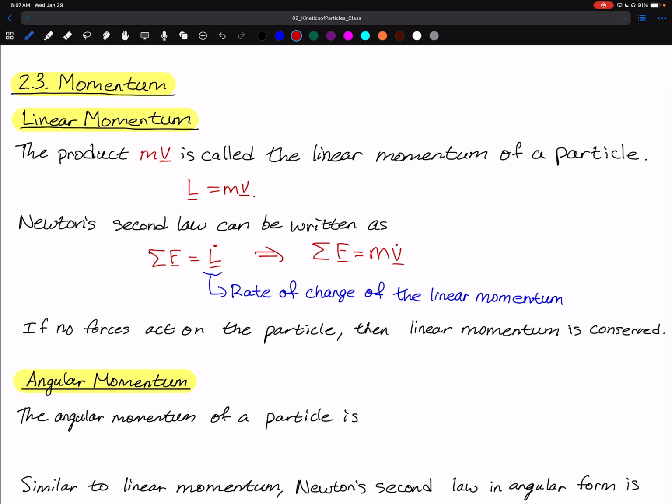And if no forces are acting on the particle, then linear momentum is conserved. This is really all we're going to say right now about linear momentum. We will come back to it in 2 weeks when we deal with impulse momentum theory.